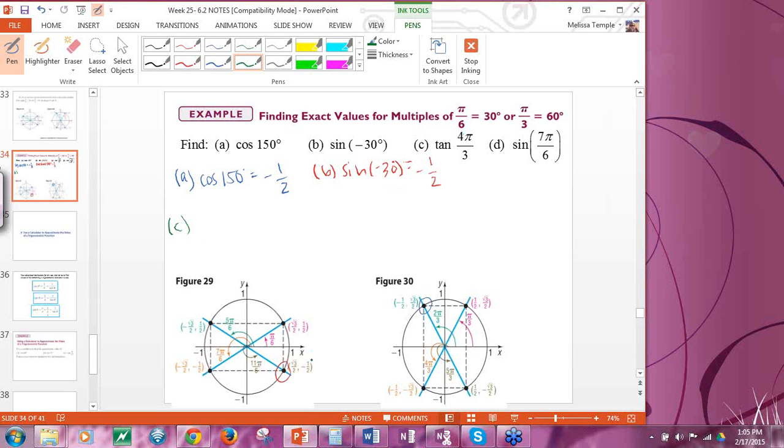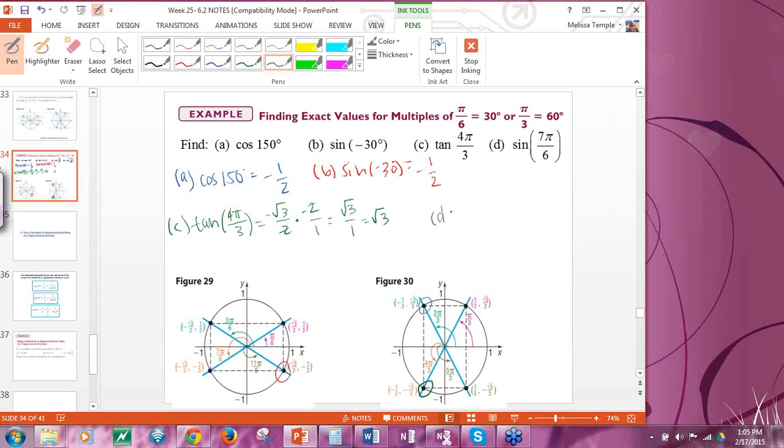C, tangent of 4 pi over 3, we'll simply locate 4 pi over 3. That's this point right here. Tangent is y over x, so y is negative root 3 over 2 times, find your reciprocal, negative 2 over 1. 2's cancel, negative times negative is positive, so I get square root of 3 over 1, which is just square root of 3.